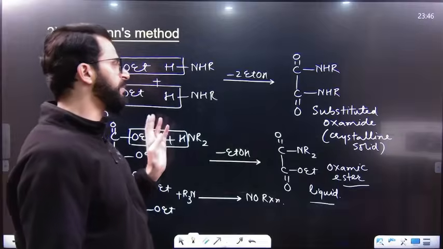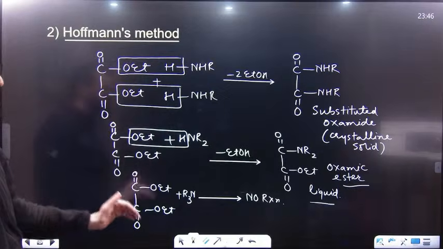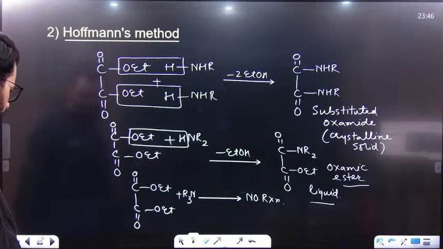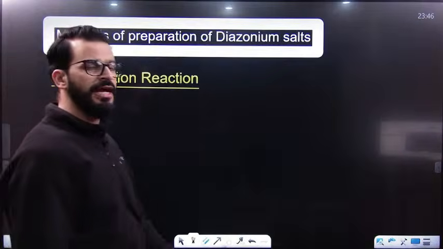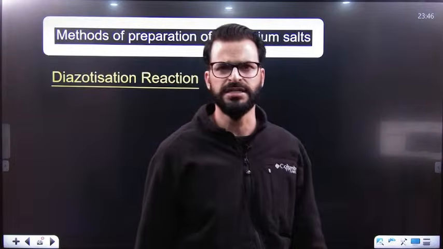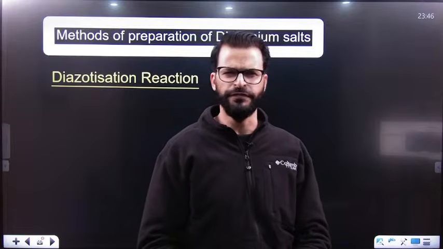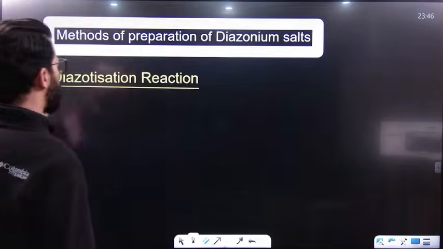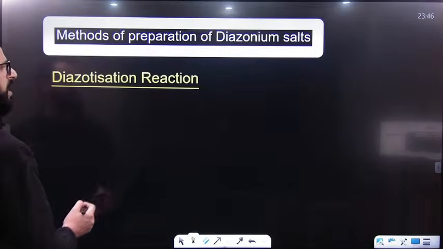So with the help of Hoffman's method, we can distinguish primary, secondary and tertiary amines as well. So this was all about amines. Now we have the last portion of this. Now it will take hardly 10 to 15 minutes. Now have a look. This is the first reaction, that is the diazotization reaction.